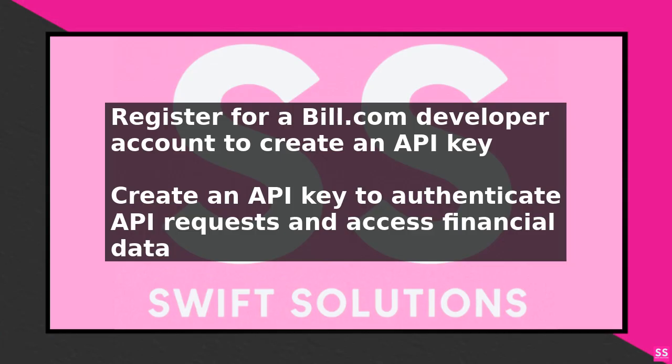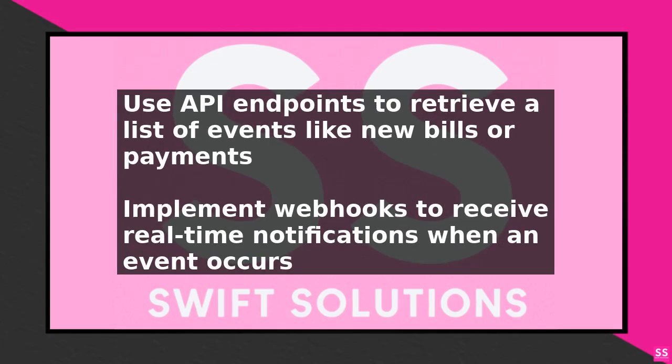Once you have your API key, you can start making API requests to retrieve or send data to Bill.com. To sync Bill.com API events, you need to use the API endpoints to retrieve a list of events, such as new bills or payments. You can use the Get Events endpoint to retrieve a list of events, and then use the event ID to retrieve more detailed information about the event. You can also use webhooks to receive real-time notifications when an event occurs.